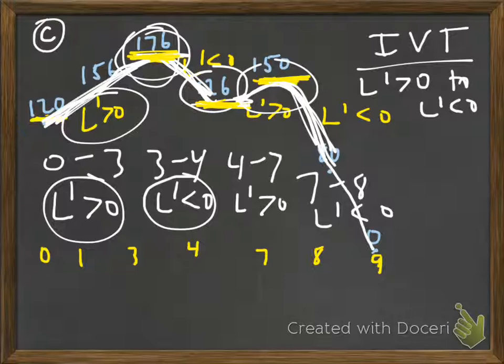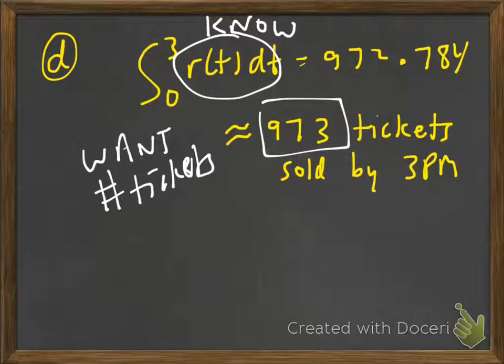And finally, part D. We know the rate at which the tickets were sold, and we just want to know the number of tickets that were sold. If we know the rate and we want the number, then we have to back up. Integrating from 0 to 3 of the rate gives us the number of tickets sold from t equals 0, noon, to 3 p.m. So 973 tickets sold by 3 p.m. There you go.